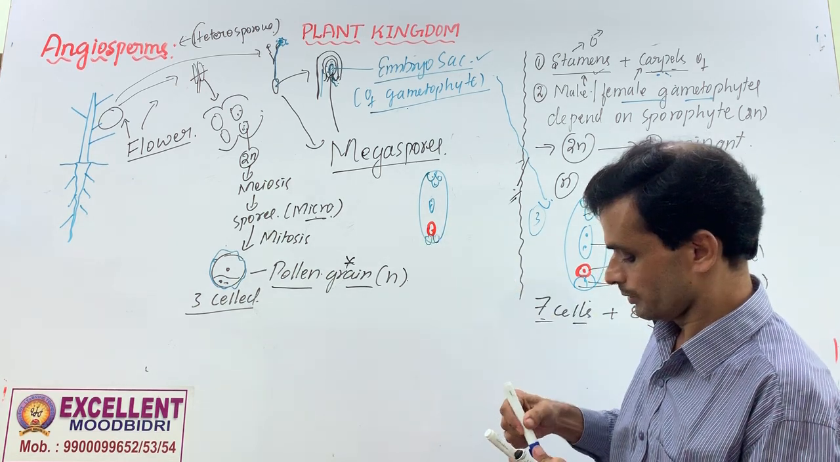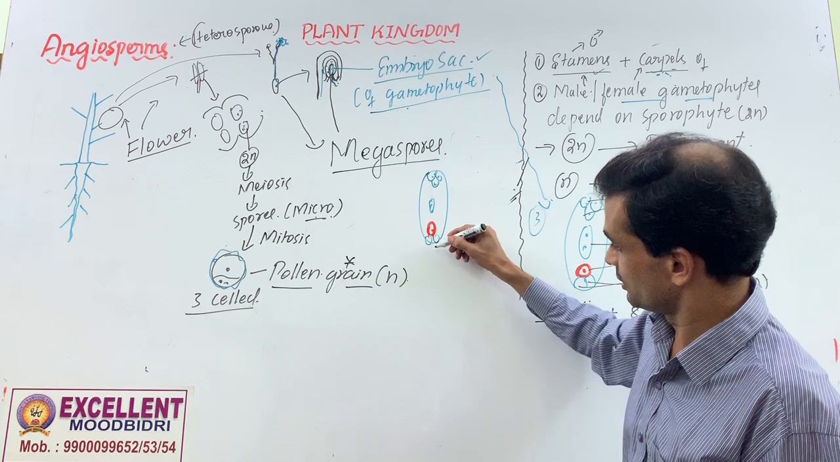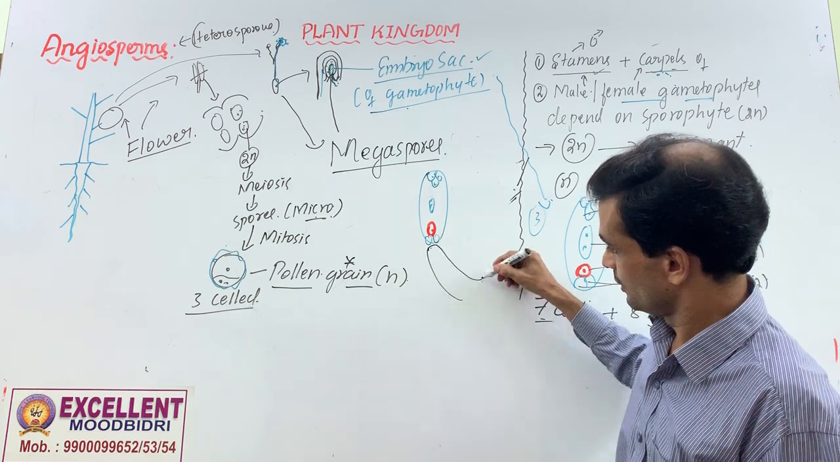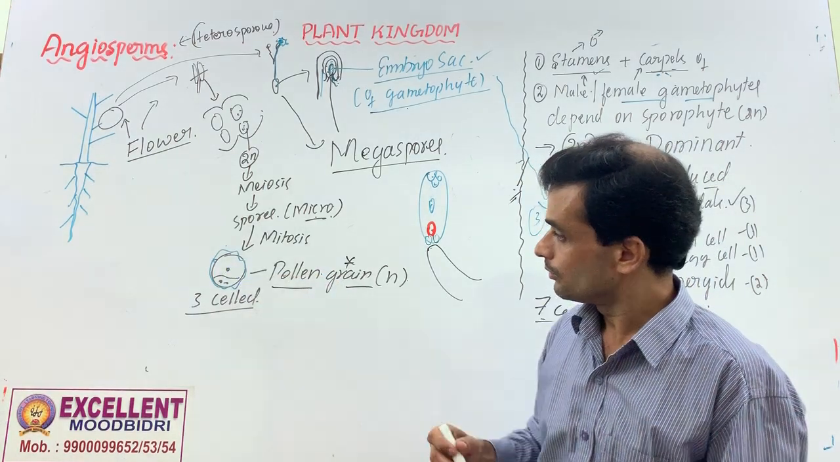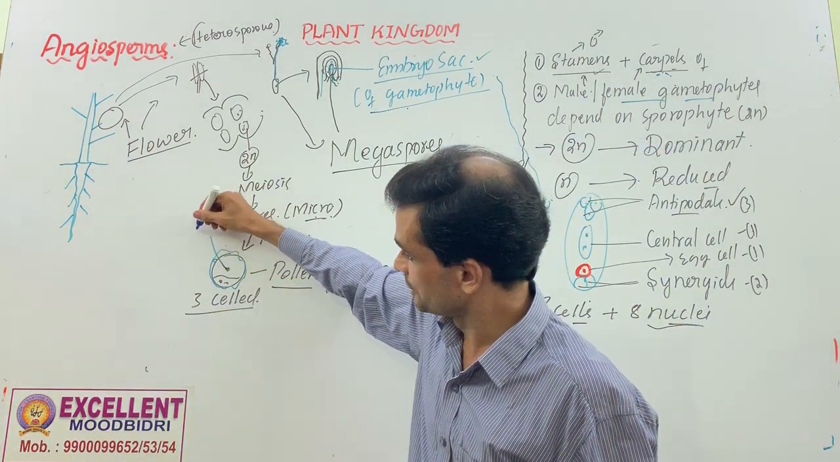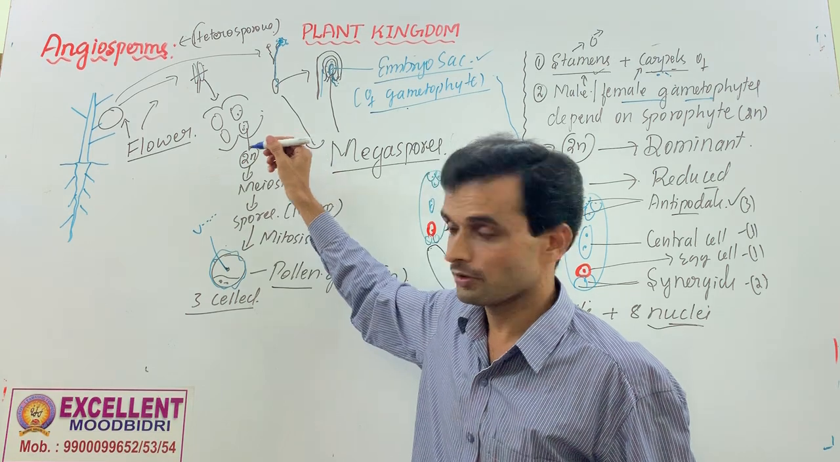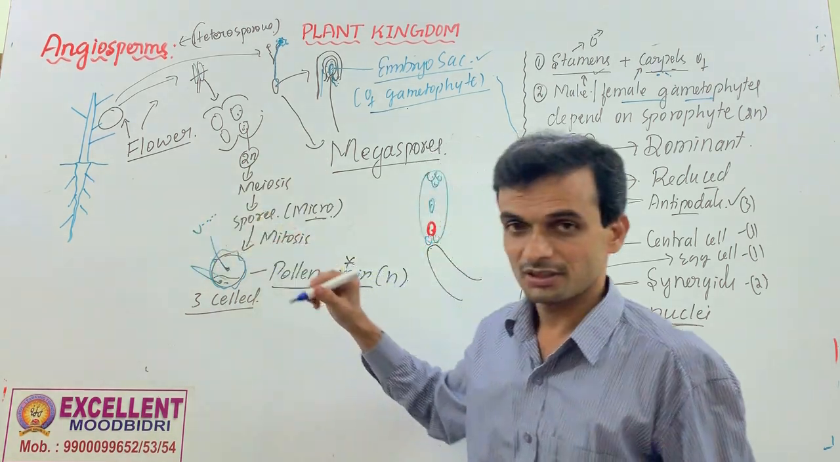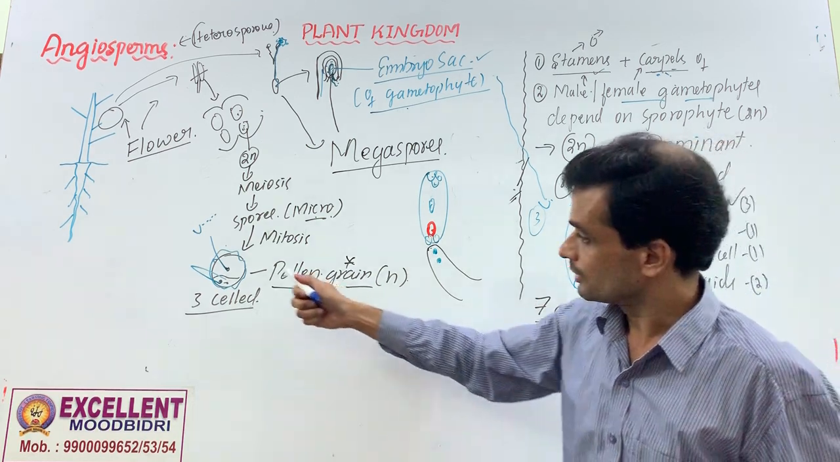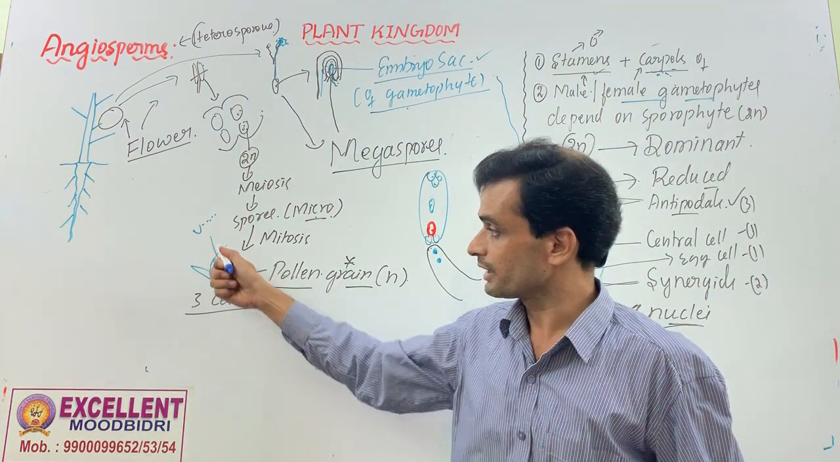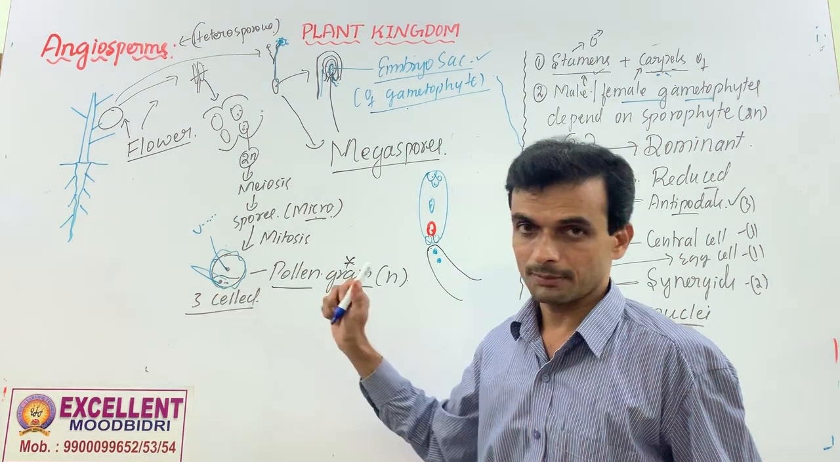Once the pollen tube comes near to this point right here, that bigger cell has the vegetative nucleus, which helps only in pollen tube formation. These two are male gametes. This thing helps in pollen tube formation; it's not actually a gamete. These two are the gametes.